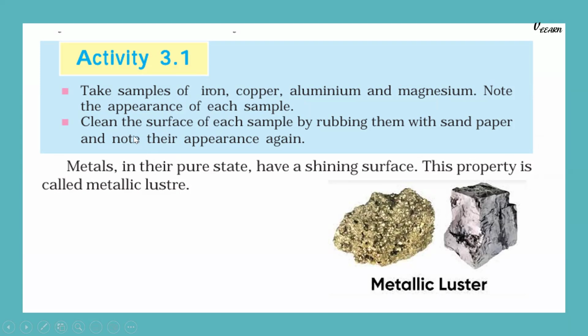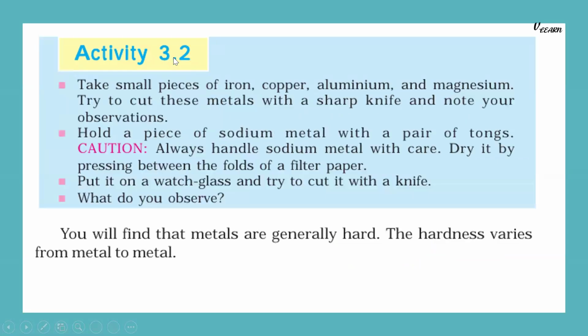Okay. So the next point: clean the surface of each sample by rubbing it with sandpaper and then note its appearance. Why are you asked to rub them using sandpaper? Because metals are highly reactive to moisture and atmospheric oxygen. They may form metal oxides, and the metal oxides can be deposited on their surface. To remove that, you are asked to rub them using sandpaper so that you can have a look at the metal surface. So the first property of a metal is that it has a shining surface, that is called metallic luster.